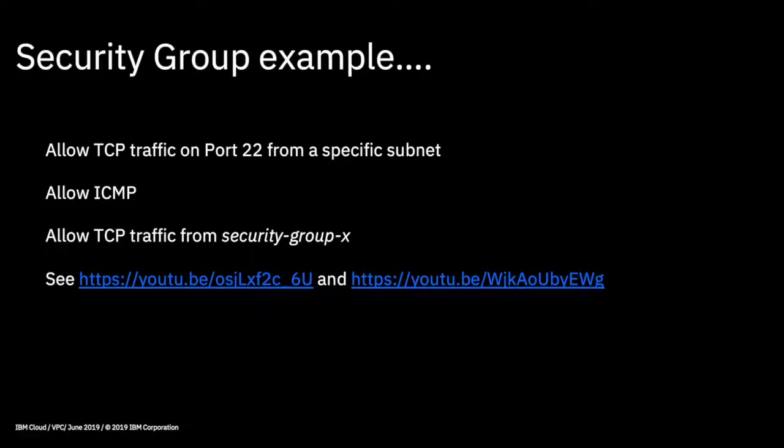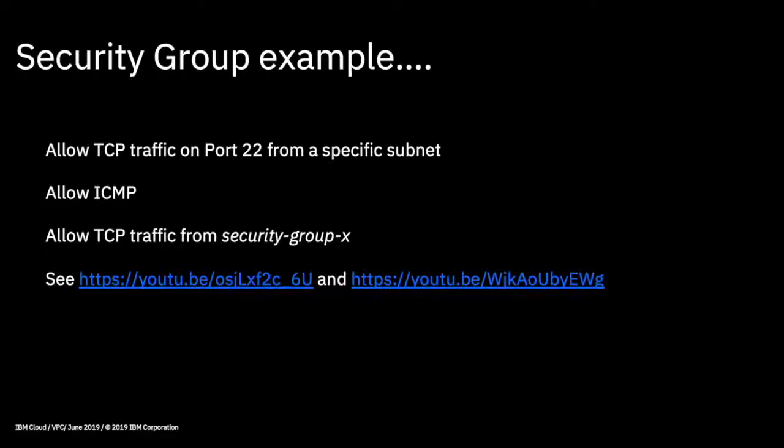So example rules would be to allow TCP traffic on port 22 from a specific subnet. Port 22 is the SSH port. So if you want to SSH into your server, then to make it more secure, you can just allow traffic from a specific subnet or even a specific IP address. And I'll be showing you how to do that in the lab.